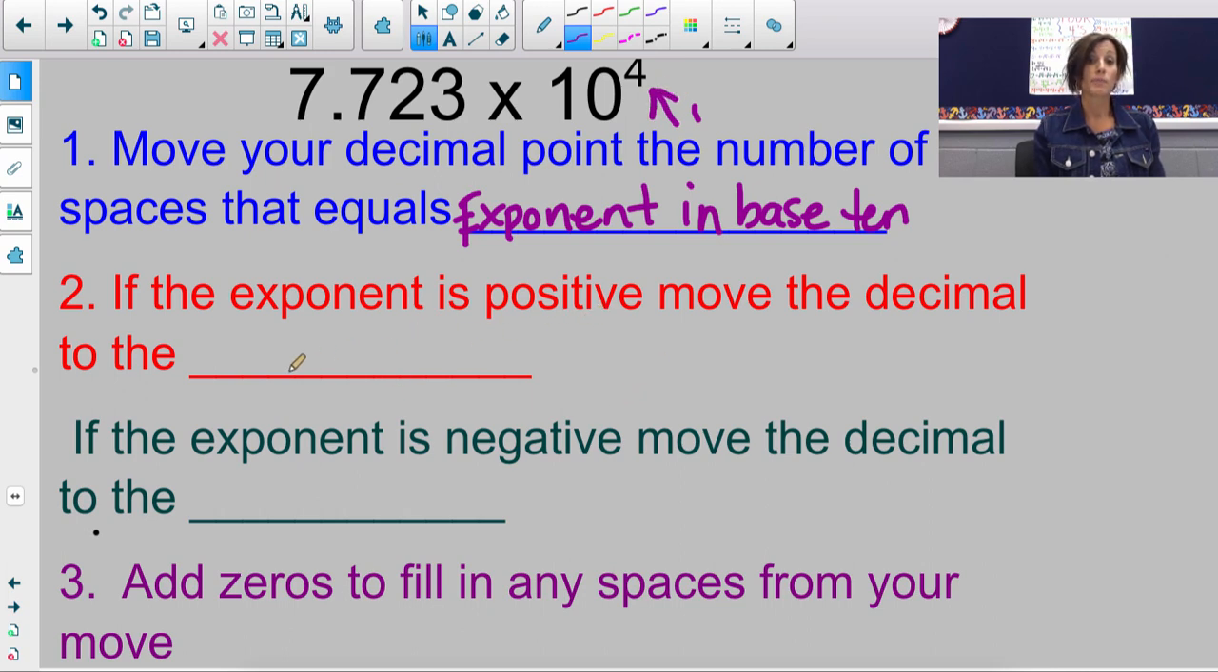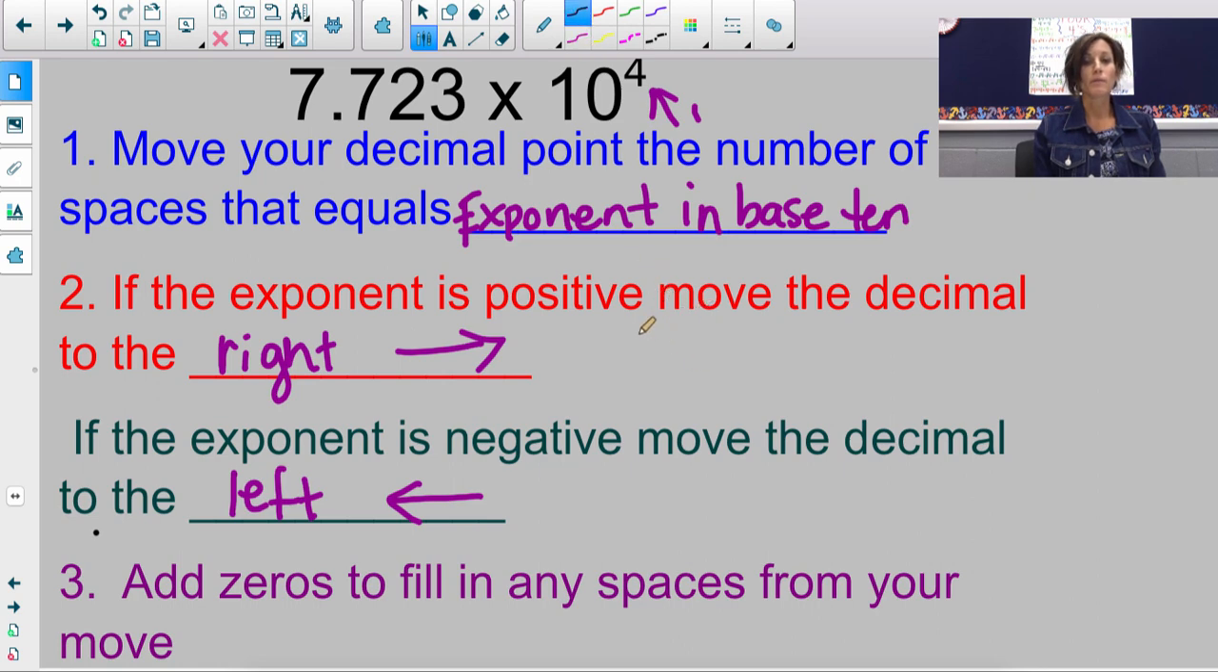If the exponent is positive, we need to move it to the right. We need to make our number larger because that makes sense. If the exponent is negative, we're going to move it to the left. We want to make it a smaller number. And then we'll add in zeros to fill in any spaces that we will need along our way.